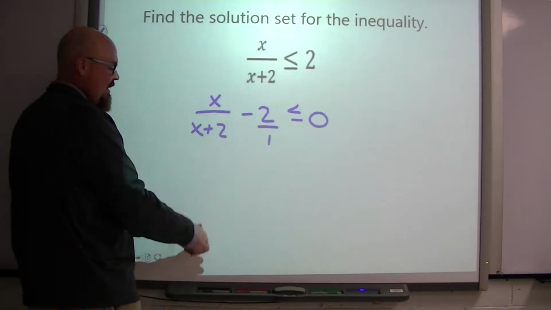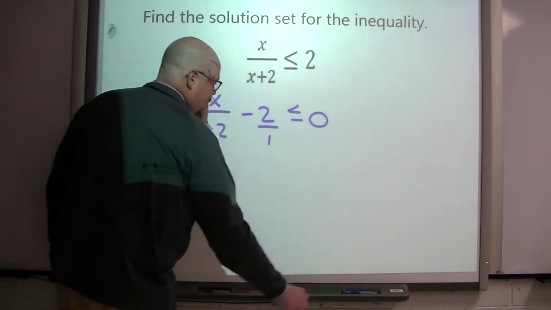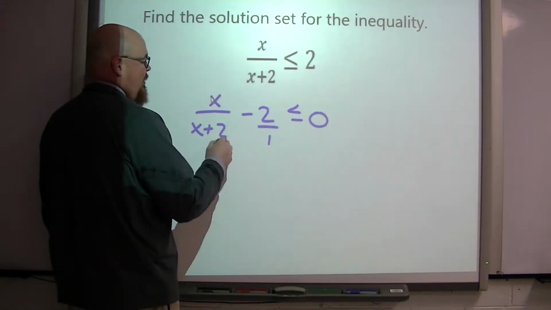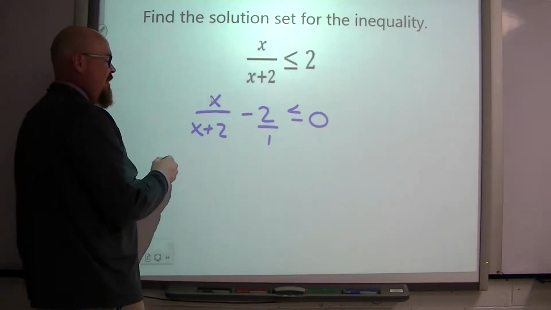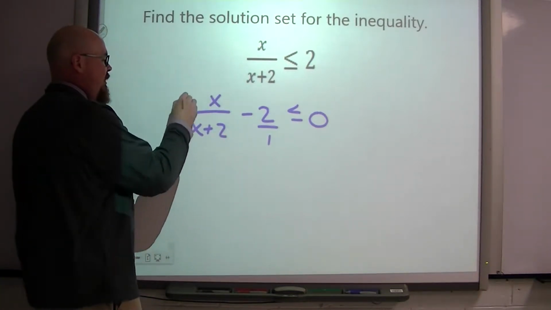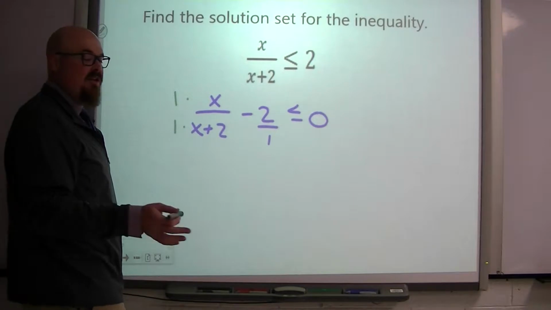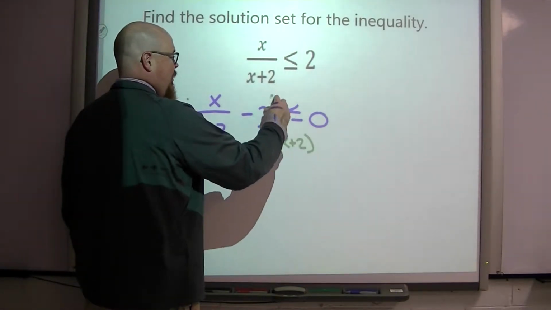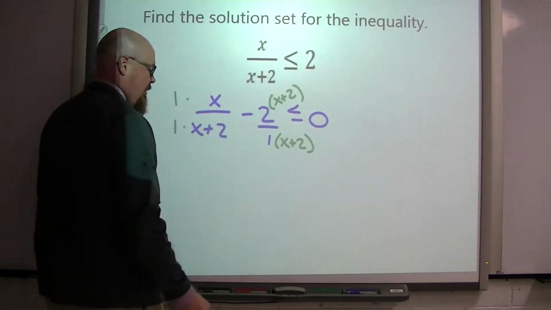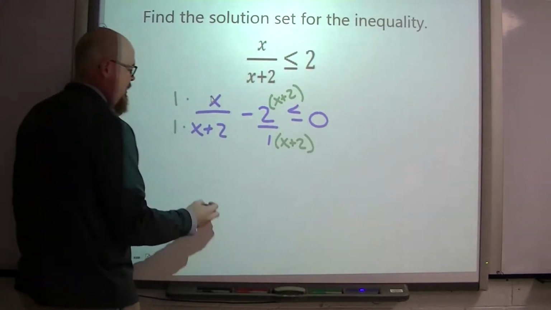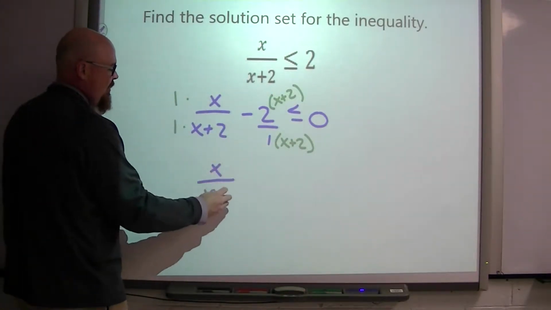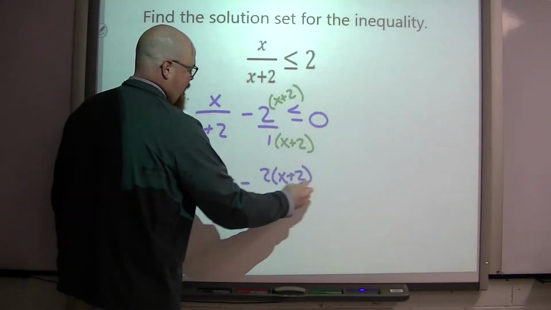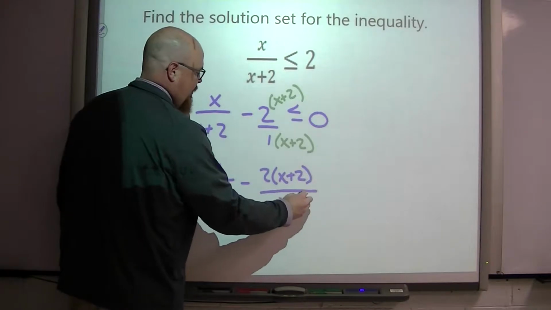Now in order to subtract these, I need a common denominator. And we've talked about how the fastest way to get a common denominator is just to multiply these together. So I could multiply 1 over here, but that's not going to change anything, right? But I do want to multiply over here by x plus 2. So our statement now would be x over x plus 2 minus 2 times x plus 2 over x plus 2.